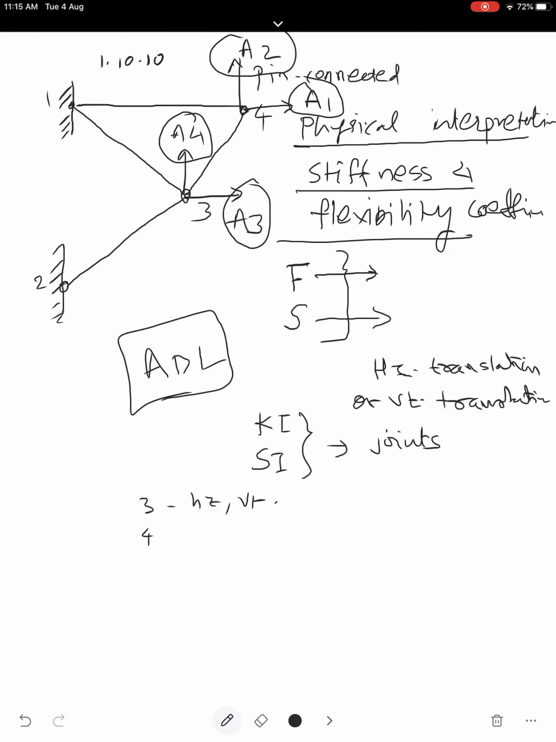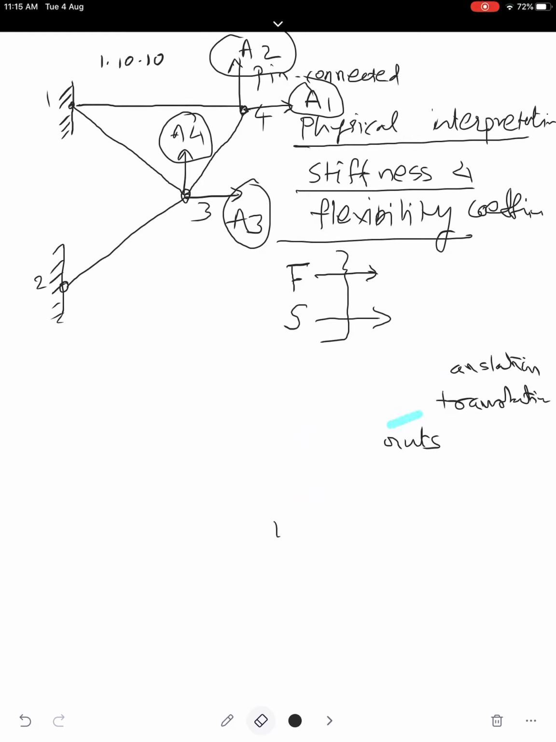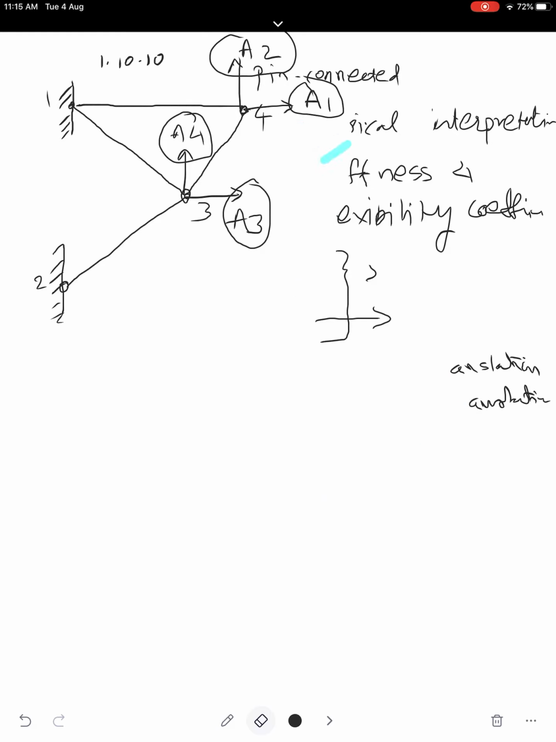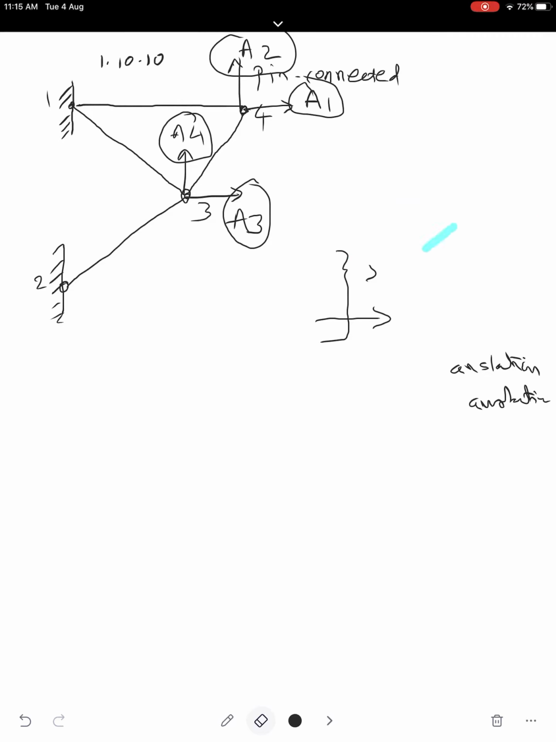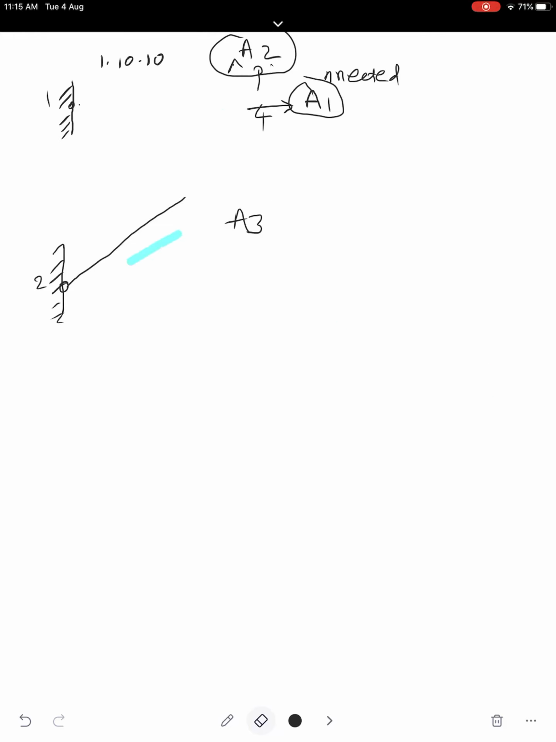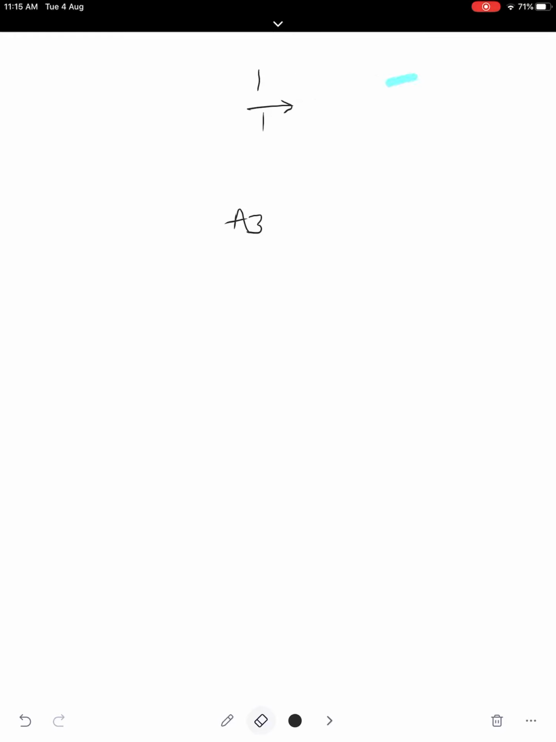Coming back to this, joint 3 can have horizontal and vertical translation. Joint 4 can also have horizontal and vertical translation. So now we have to see how you can obtain this. It is just the sketch that we need to draw here, because some students have tried, some are still not able to understand. If you are able to understand this, you can understand everything, but it depends on what kind of problem you are dealing with.